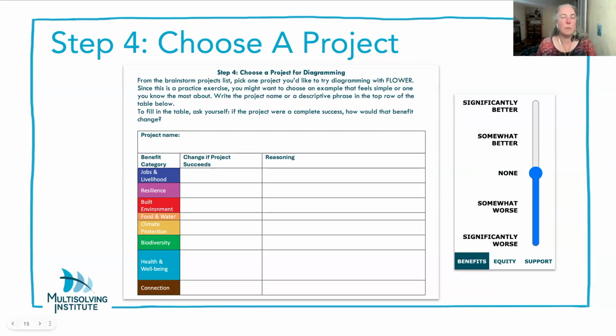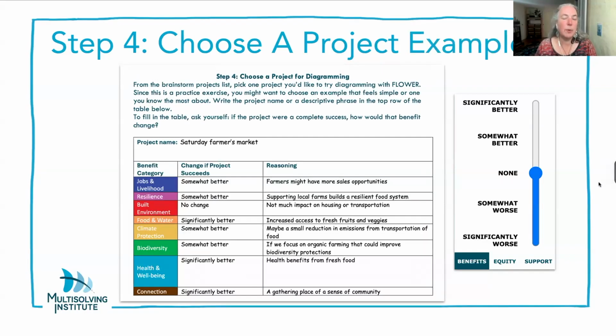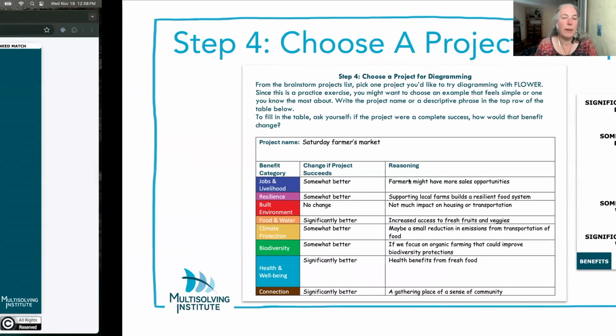So the next step, you can probably be familiar by now: what you're going to do is translate from your worksheet to Flower. We're going to do that for the Greenfield example, and we'll just do it for a couple of the benefits, but we'll start with jobs. For the Greenfield example, we chose the farmers market out of all of those brainstorms. If there was a farmers market, it seems like jobs and livelihoods might improve a little bit. And that's because farmers would have more market for what they had produced.